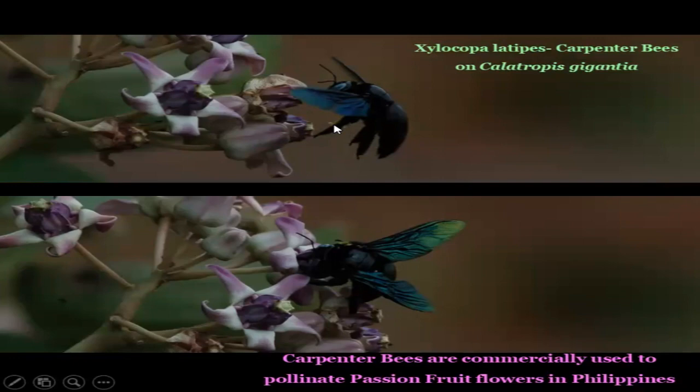And this carpenter bee is continuously finding the flowers to get nectar, to get some sorts of food. Okay, likewise we get this particular interaction. And this carpenter bee is commercially used to pollinate passion fruit flowers in Philippines.